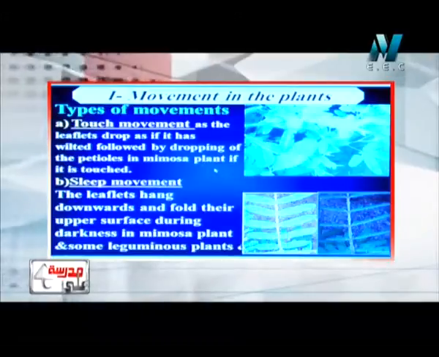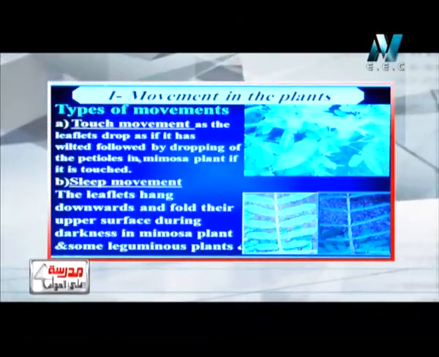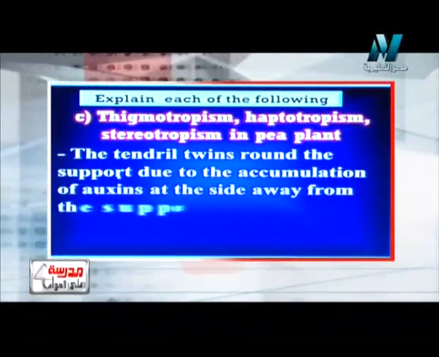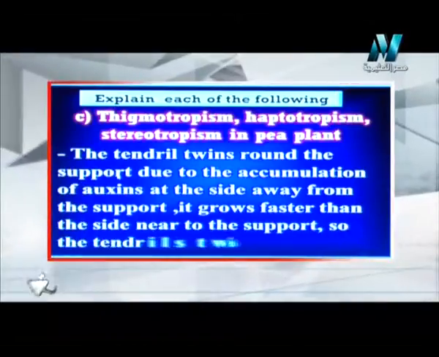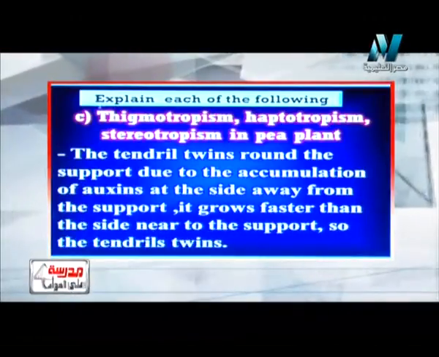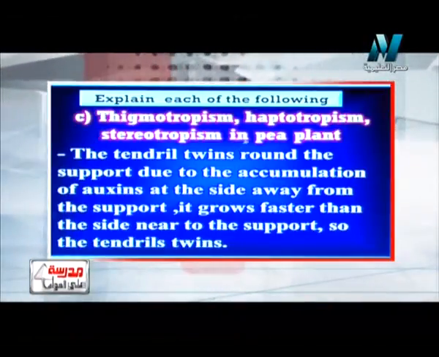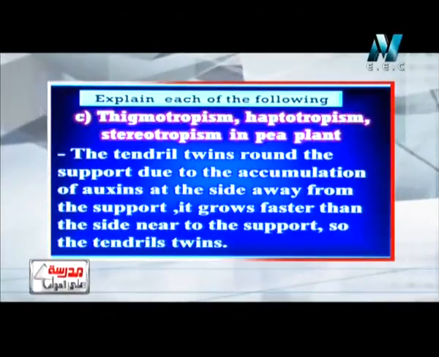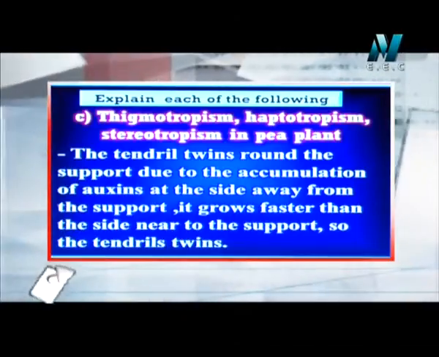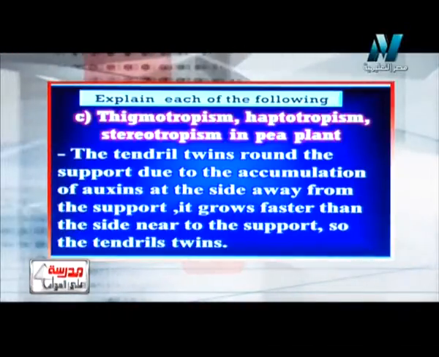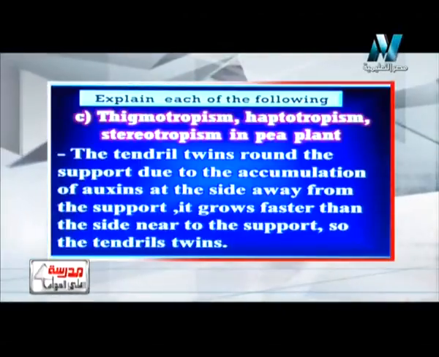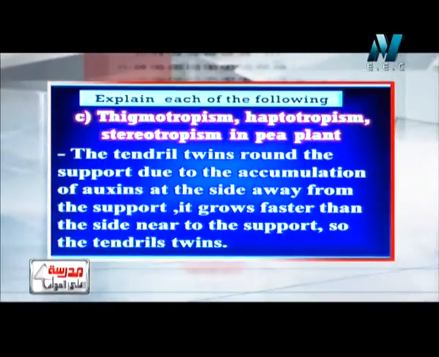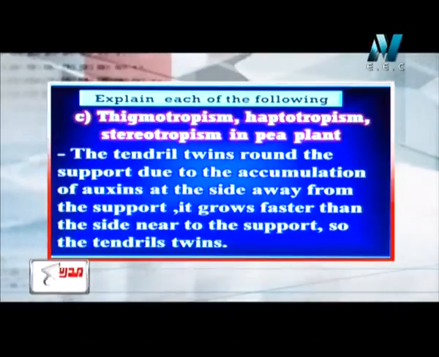So the four types of movement in plants are the touch movement and the sleep movement. The third is the pulling movement, which is called thigmotropism or haptotropism or stereotropism. That's the same concept of the pulling movement in the pea plant. In the pea plant, the tendril twines around the support due to the accumulation of auxin at the side away from the support. It grows faster than the side that is near the support, so that allows the tendril to twine or move around the support.